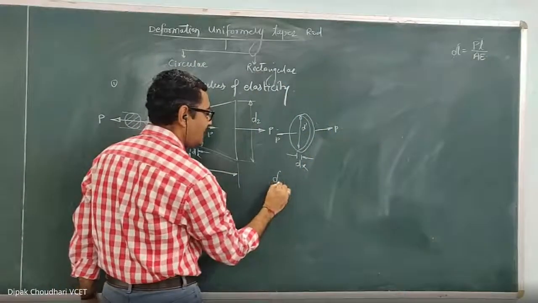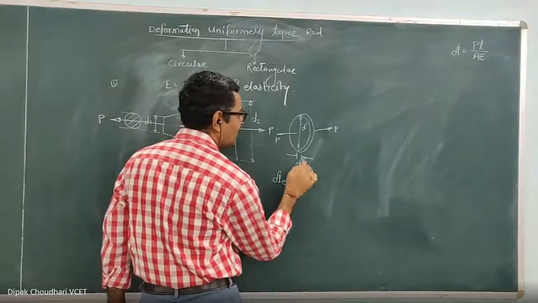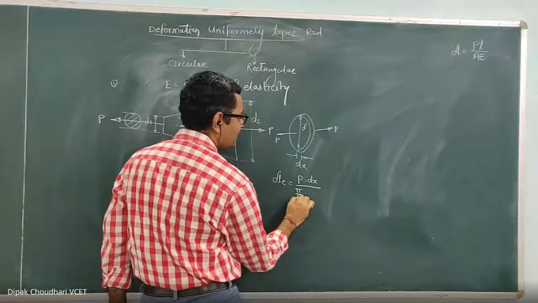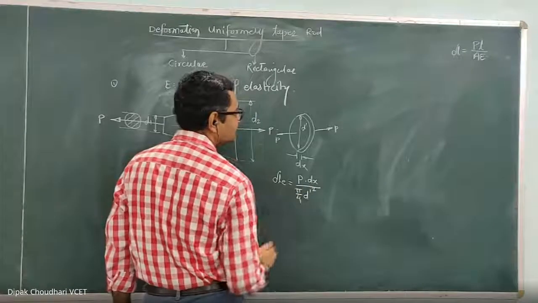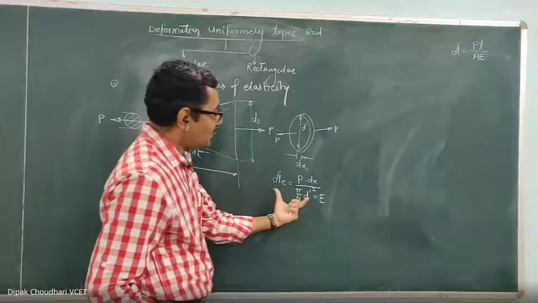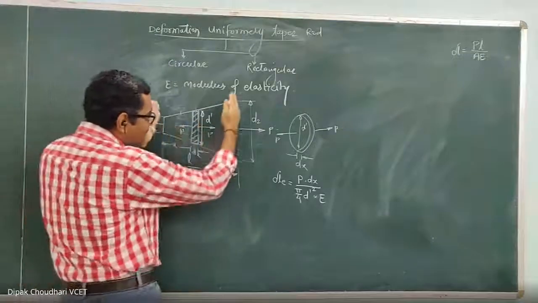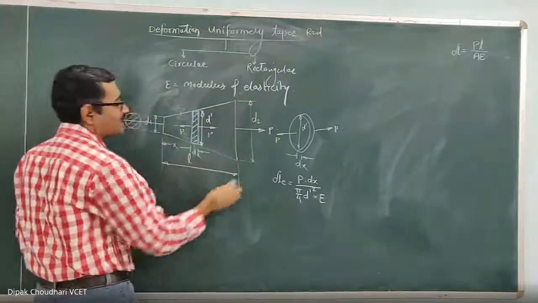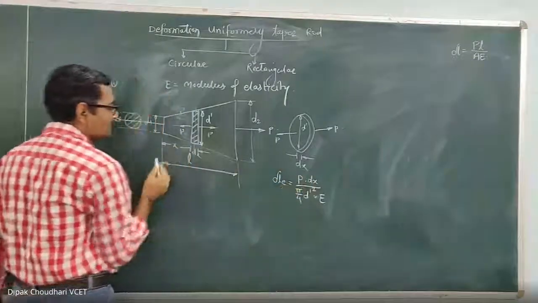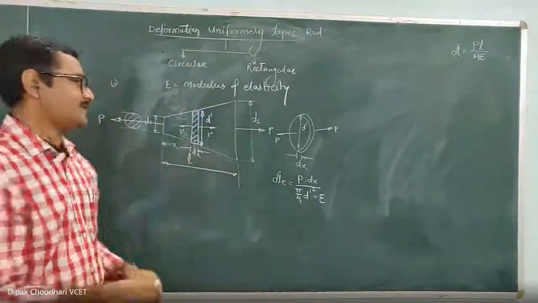The deformation of the elemental strip can be written as: axial force P, length dx, upon cross-sectional area pi by 4 into d dash square, into modulus of elasticity. This is the formula of deformation for this small elemental strip. And to find out the total deformation of this rod over the length L, I will integrate it, in which x varies from 0 to L. Understood this? This is the basic concept. It is an integration.